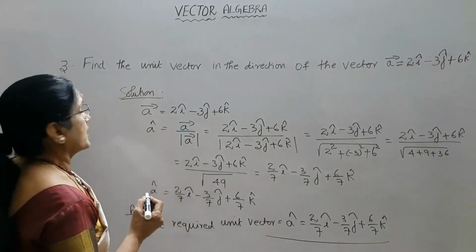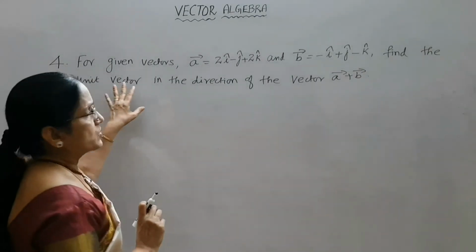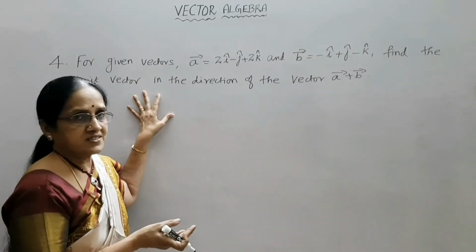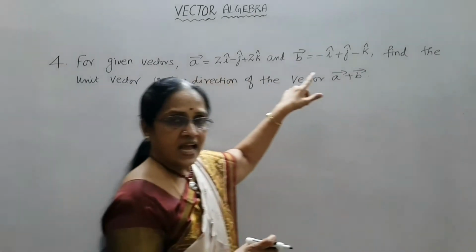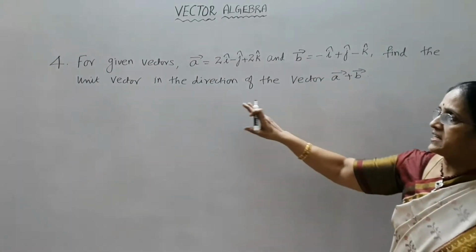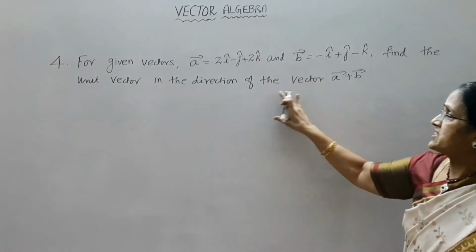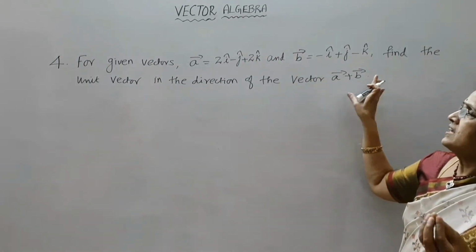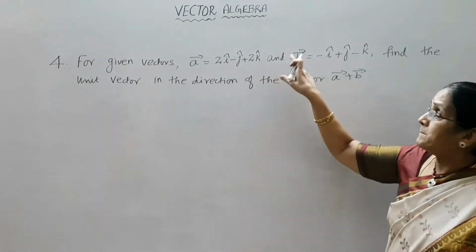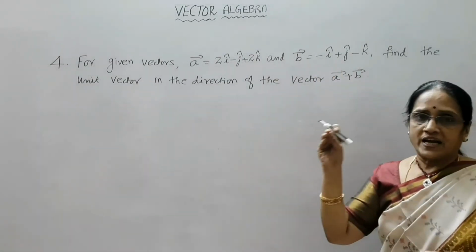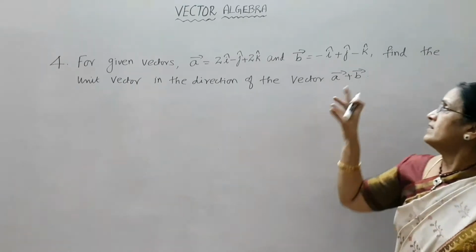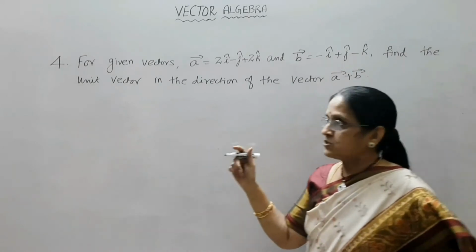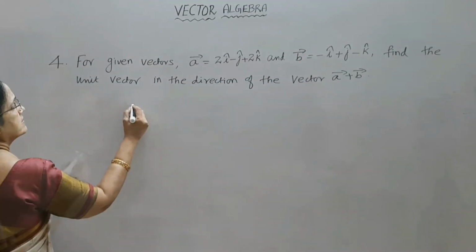Now let's move on to question number 4. This question is slightly different from the previous questions we did in today's session. Here you have been given a vector and b vector, and you have been asked to find the unit vector in the direction of the vector a vector plus b vector. So first you need to find the sum of the two vectors, that is a vector plus b vector. Then you need to find the unit vector along a vector plus b vector. This question is taken from the NCERT textbook. Let's do it now. Solution.